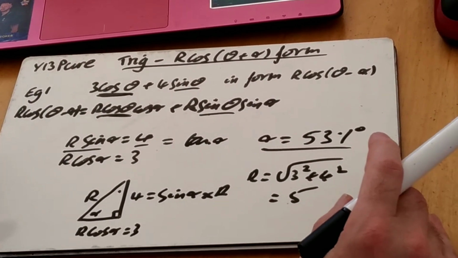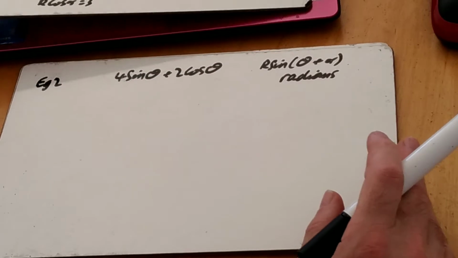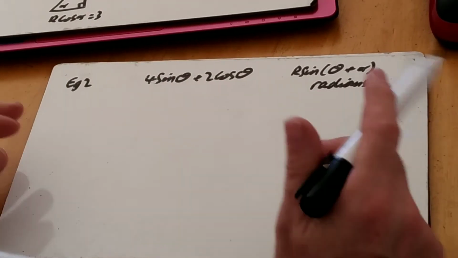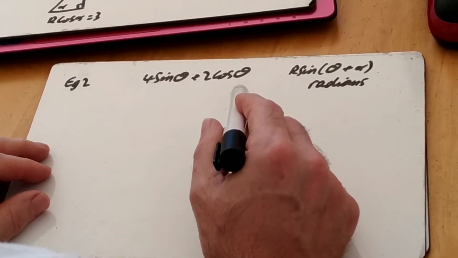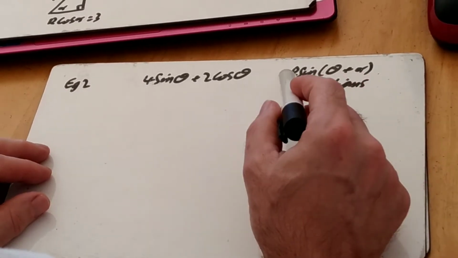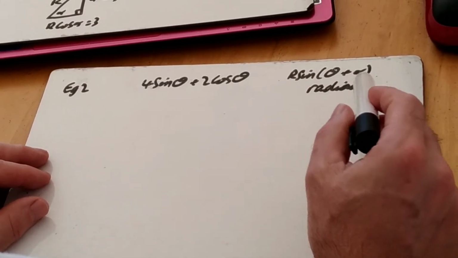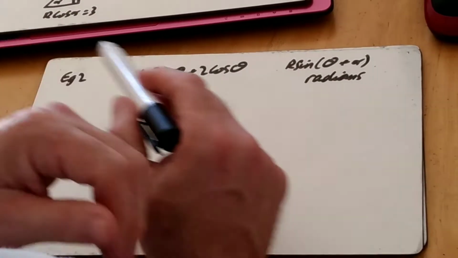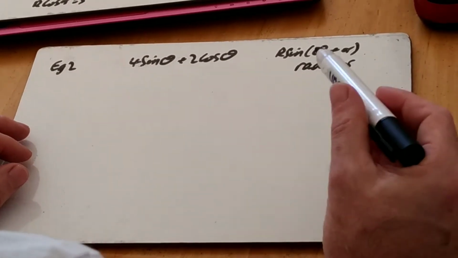Okay, we'll look at the second example, exactly the same sort of thing. There's our setup here: 4 sine theta plus 2 cos theta equals, and they want it in the form R sine(theta plus alpha). The only slight twist is we're going to be in radians. I'll need the calculator for this.